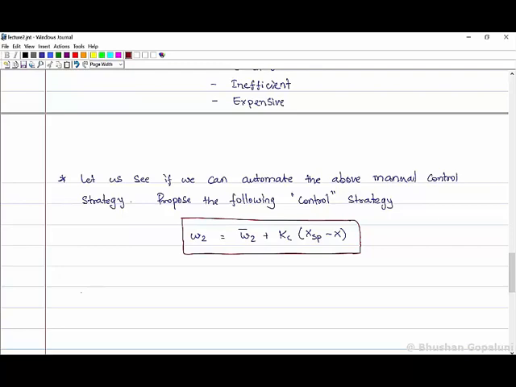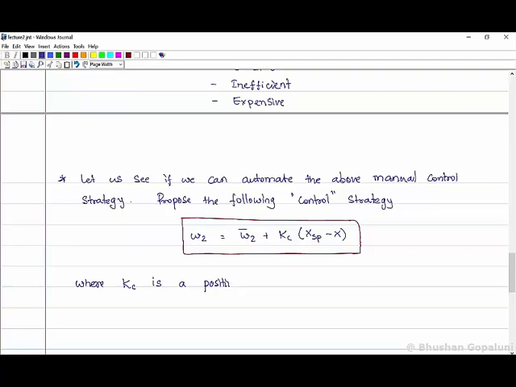With this control strategy, we want to use the error as a reference and change the inlet concentration of pure A. So we want to adjust the inlet concentration in such a way that the change in inlet concentration is proportional to the error between the set point and the actual concentration. Now it's very easy to see that this control strategy is actually quite similar to the manual control strategy we have come up with in the previous method.